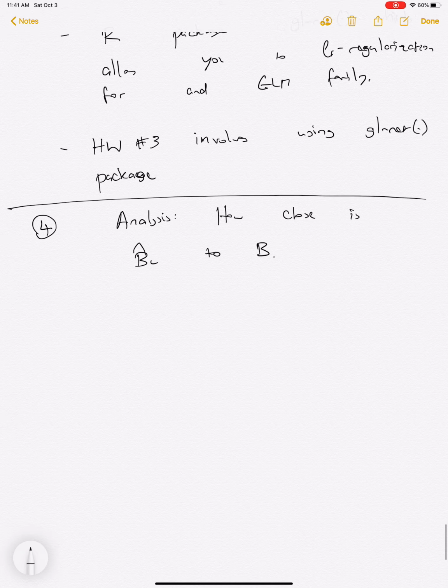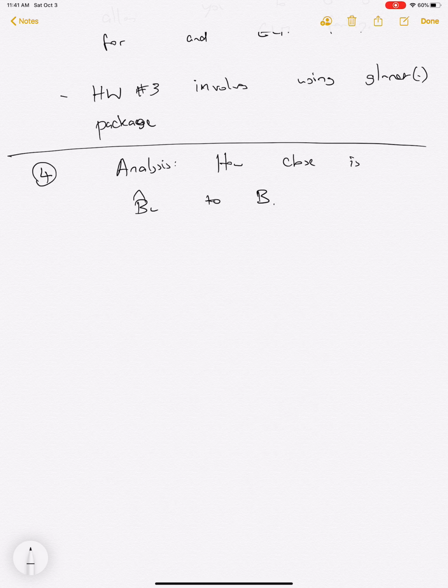So now we move on to the fourth component, which is the analysis. This is really going to illustrate why we potentially want to do shrinkage or regularization, and also give us some insight into how to choose lambda, which I haven't really touched on yet.